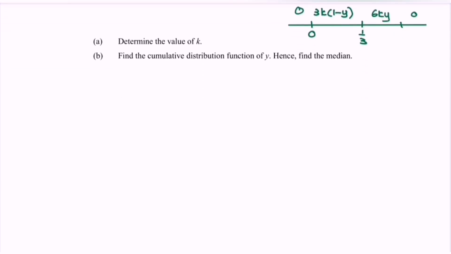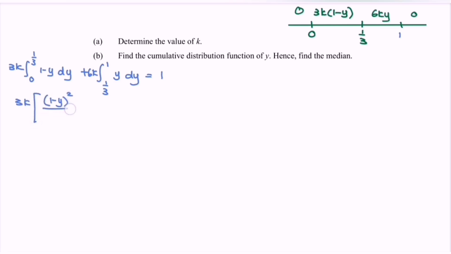So here, we notice that the total must be equal to 1 because it is a continuous random variable. So integrate from 0 until 1 over 3 the function 3k(1 minus y) with respect to y, plus the integral from 1 over 3 until 1 of the function 6ky with respect to y, equals 1. 3k, if we integrate, we will have (1 minus y) to the power of 2 over negative 2, from 0 to 1 over 3. Plus we have 6k times y squared over 2, from 1 over 3 to 1, which equals 1.